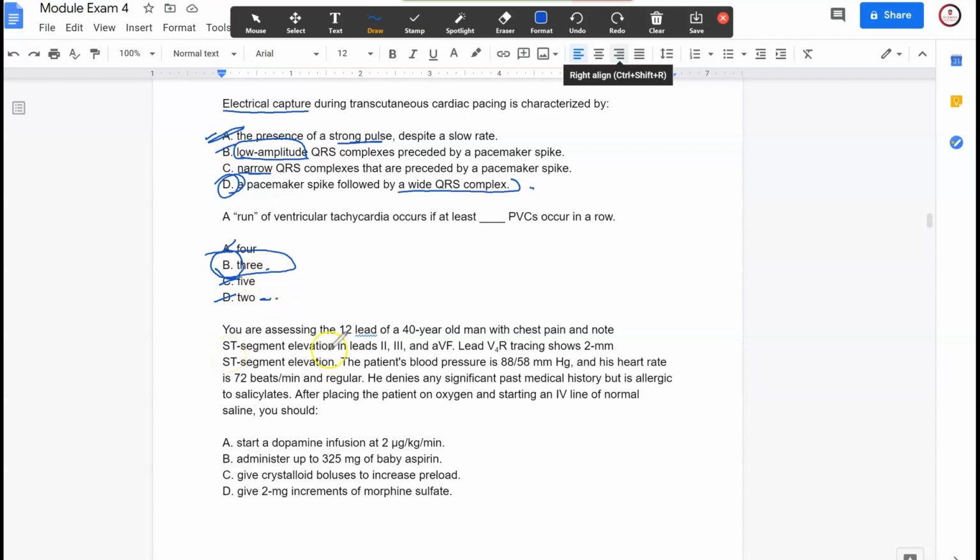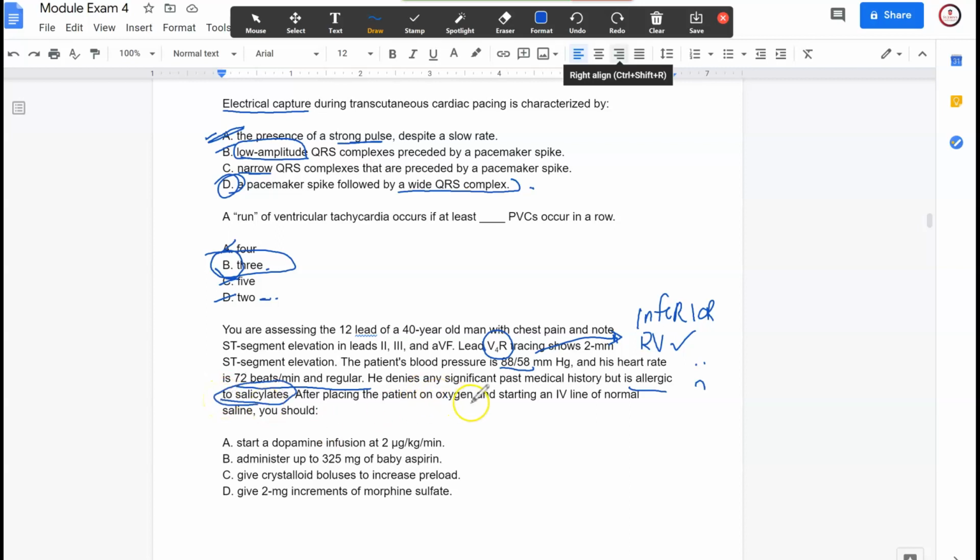3, bad day. You are assessing the 12 lead of a 40-year-old man with chest pain and note ST segment elevation in leads 2, 3, and AVF. So that should give you the idea that it's inferior. Lead V4R shows a 2 millimeter ST segment elevation. So that to me means that the right ventricle is involved. Bad day. Patient's blood pressure is 88/58, as indicated by the fact that his right ventricle is involved, and his heart rate is 72 beats a minute regular. Okay, good. Denies any significant past medical history, is allergic to salicylates.